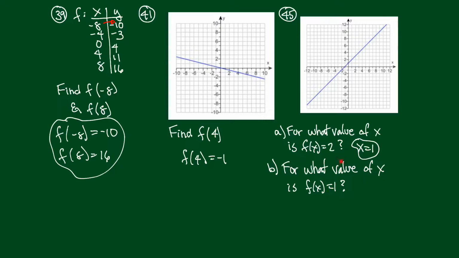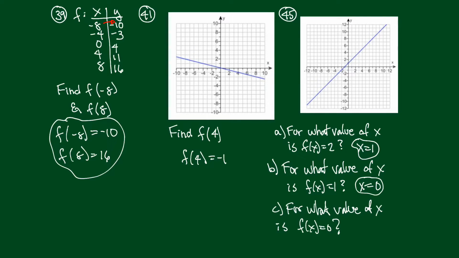So go to the output axis and locate 1. Looks like it's right there. Follow it over. Well, it's right on there. We're right on the graph. So it looks like 0. If you put in 0, you get a 1. So I think we should write x equals 0 here.